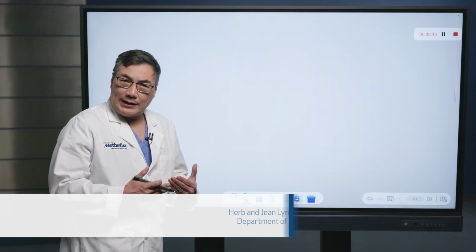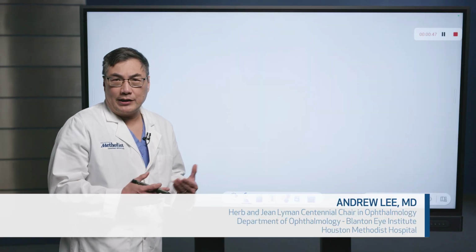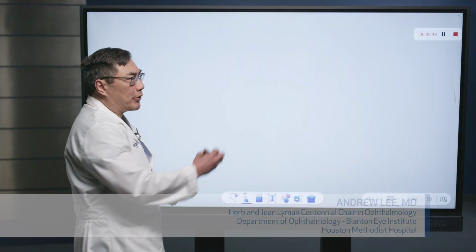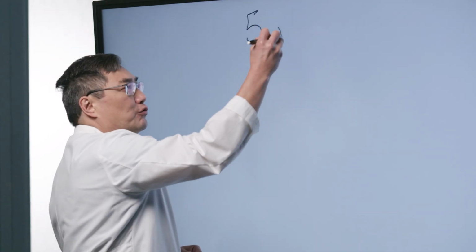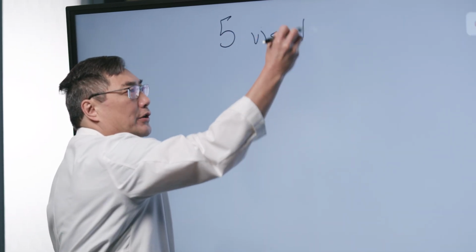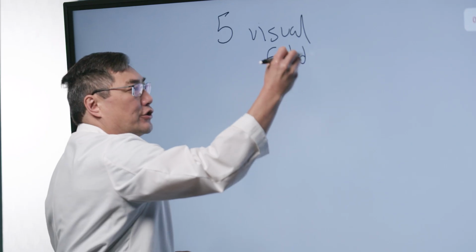My name's Dr. Andy Lee, and I'm the neuro-ophthalmologist here at the Houston Methodist Hospital. Today we're going to be talking about 5 visual field rules that will help you avoid missing the brain tumor.